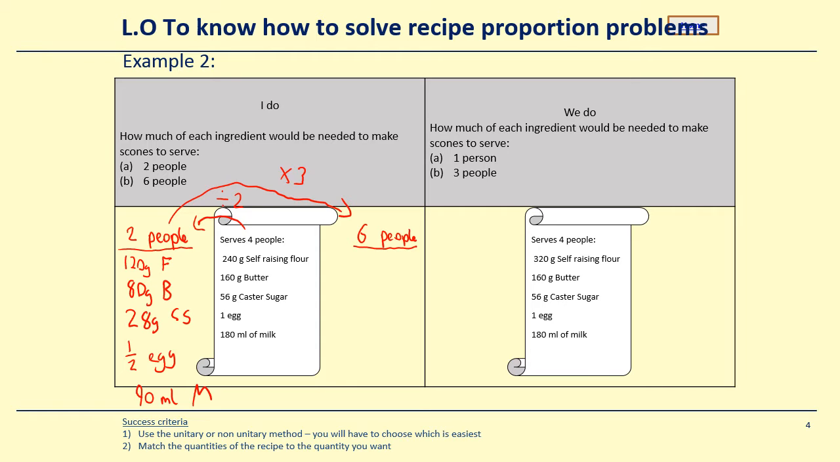So starting off, 120 grams of flour times 3, that gives me 360 grams of flour. 80 grams of butter times 3 gives me 240 grams of butter. 28 times 3, that's going to give me 84 grams of caster sugar. Half an egg times 3 gives me 1.5 eggs. And 90 times 3 gives me 270 ml of milk.